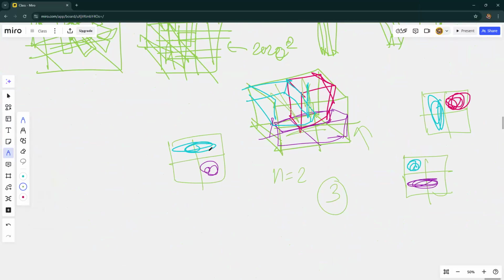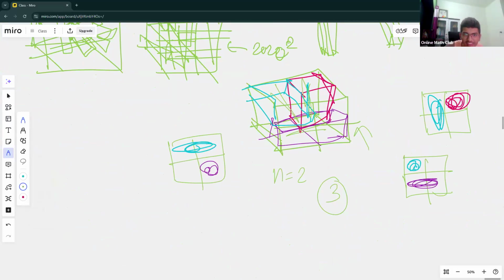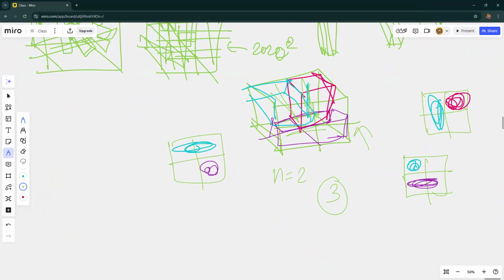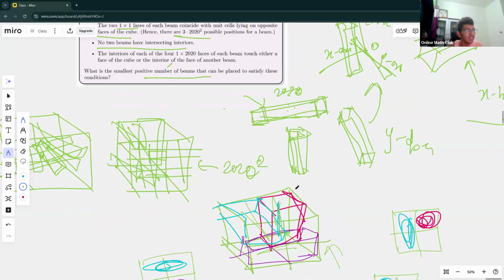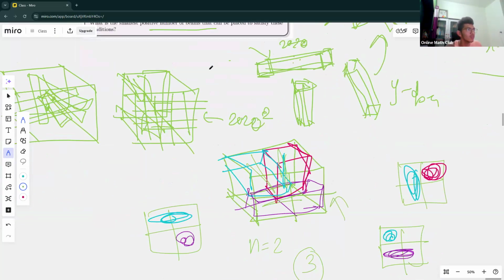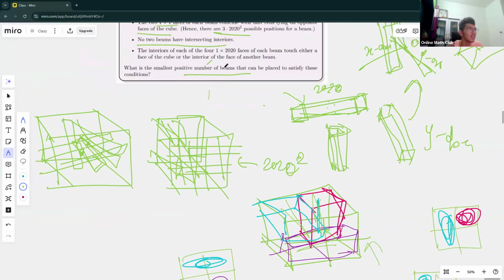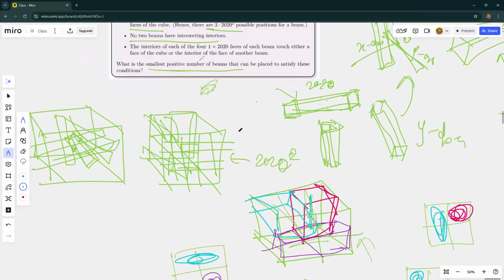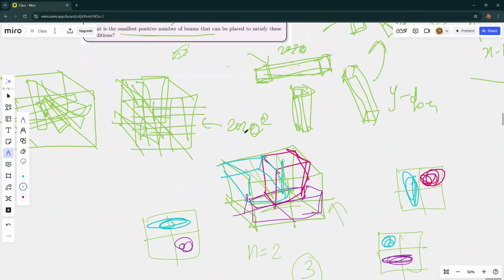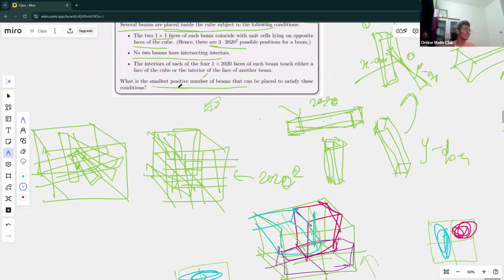Wait, we have to do it minimum or maximum, because the maximum we can fit is 4. Maximum we can fit, actually, consider all the squares of this. So the maximum we can fit is n square. Minimum we have to find the minimum. Why can't we just put in 0? Oh, okay, positive.